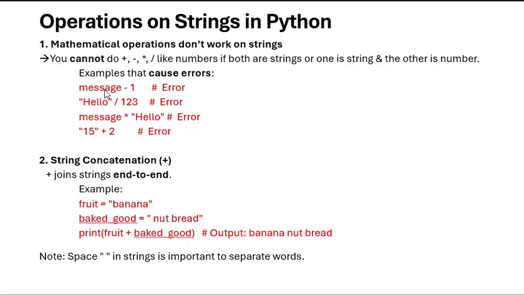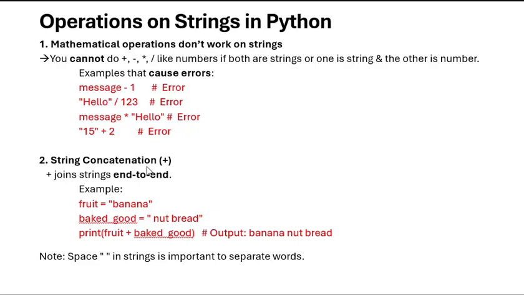Let us see examples. Message minus 1. How can you subtract 1 from that message? No, right? This will show an error. Hello divided by 123. You cannot divide hello. That's why it is an error. Message into hello. You cannot do that. That's why it is an error. "15", 15 is a string here, plus 2. That's why it will show an error. You are adding string and integer. That's why it will show an error.